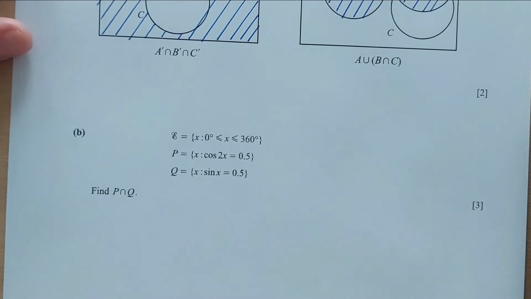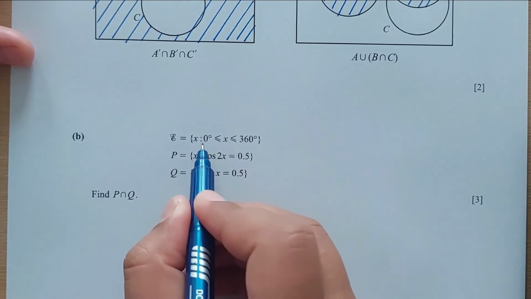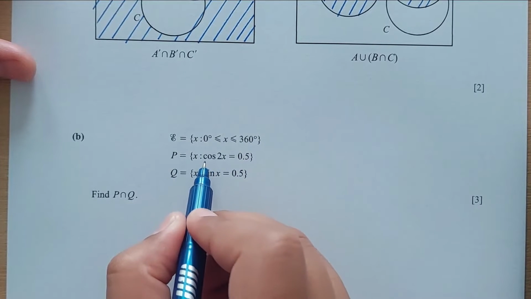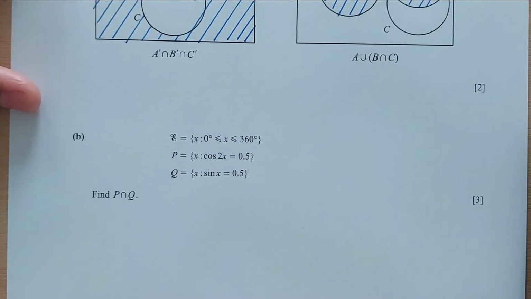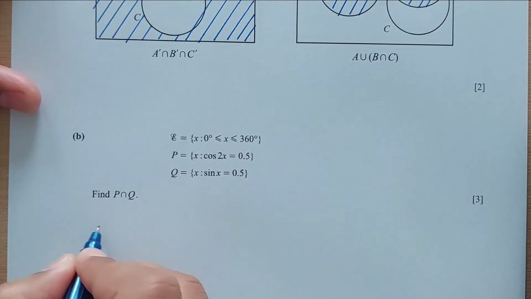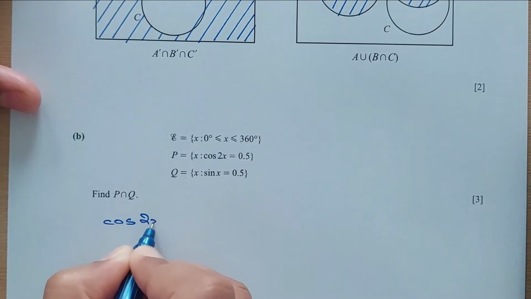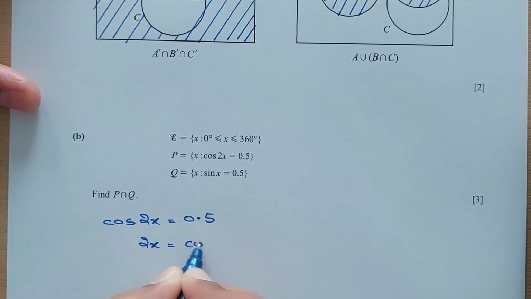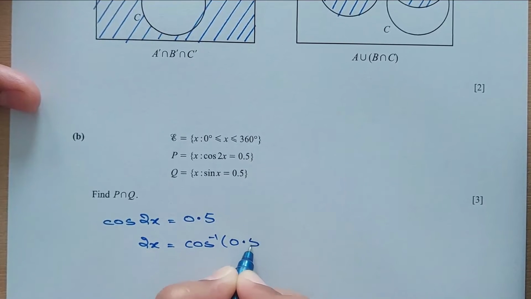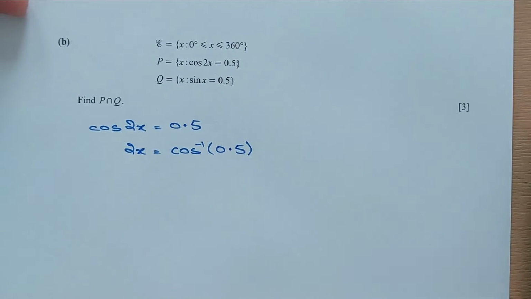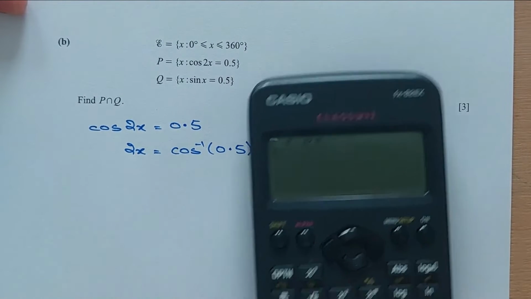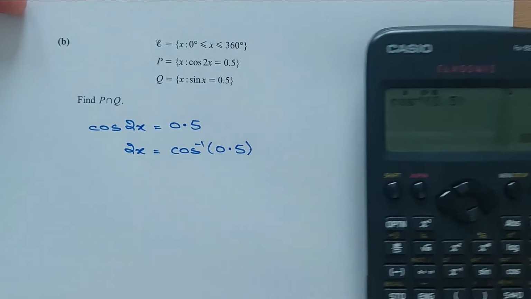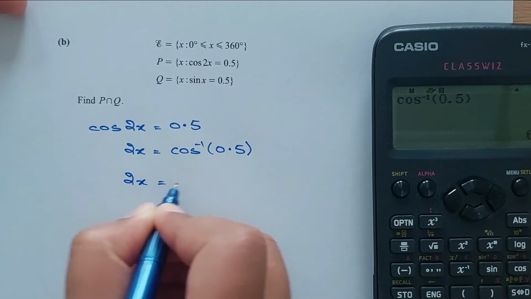Right. Now for the B part, we are given the universal set, that is the x values between 0 degrees and 360 degrees. P is the set where cos 2x is 0.5. Okay, let me simplify to find the set P. So cos 2x is equal to 0.5. It means 2x is equal to cos inverse of 0.5. It must be in degrees, so your calculator must be in degrees. Now cos inverse of 0.5 is 60 degrees. So it means 2x equals 60 degrees.